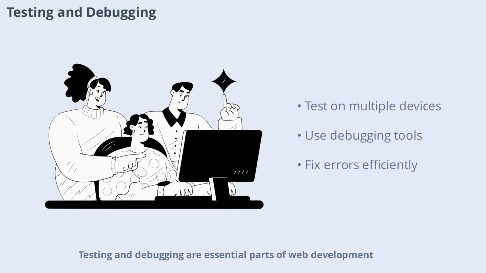Testing and debugging are essential parts of web development. Testing ensures your site works as expected on different devices and browsers, while debugging helps you find and fix errors in your code. Using tools like browser developer consoles and automated tests can save time and improve the quality of your projects. Let's explore some common testing and debugging techniques.